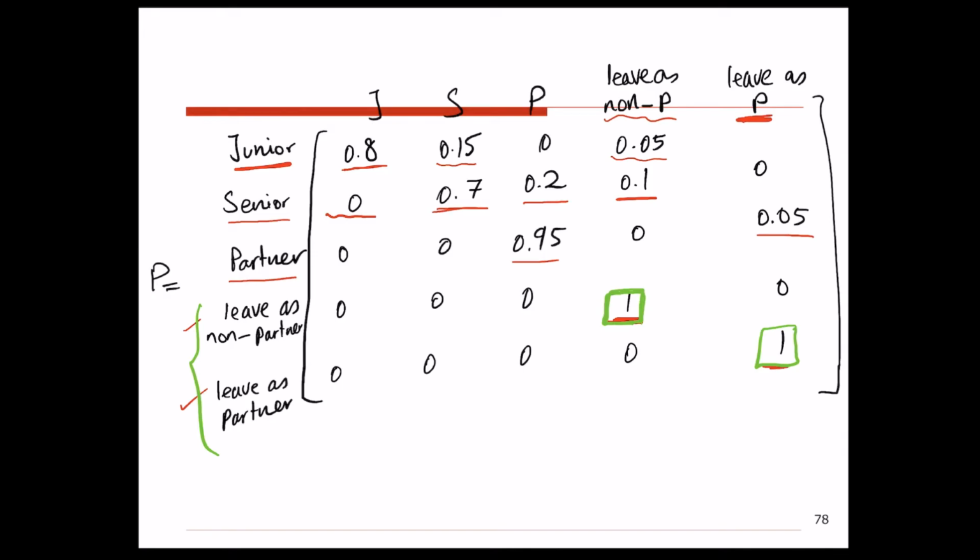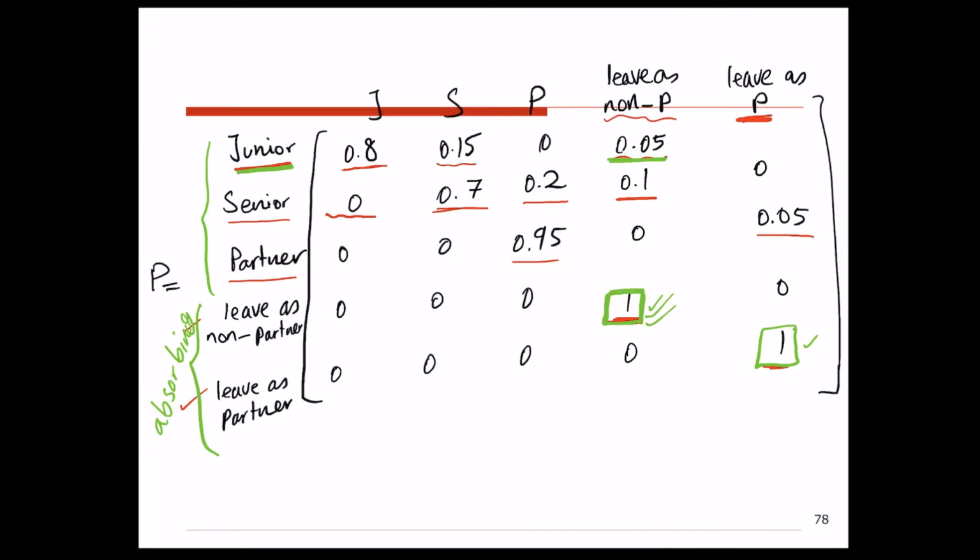As soon as we see a state that has the probability of self-transition to be 1, that's an absorbing state. So we have 2 states, leave as non-partner and leave as partner, as absorbing states. And how about these other 3 states, being a junior lawyer or senior lawyer or a partner? We see that for each one of these states, if you're a junior lawyer, for example, there is a chance that you end up at this absorbing state. And if this happens, then you will end up staying at this absorbing state forever.